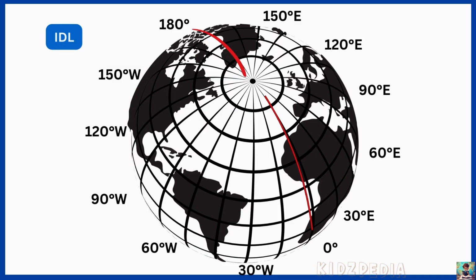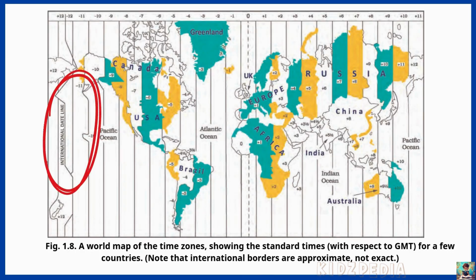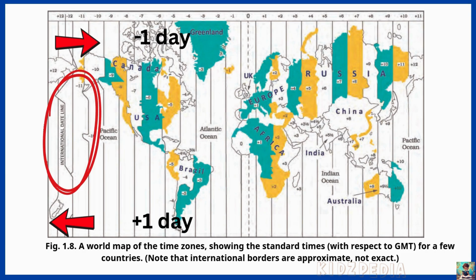The international date line is special because it marks the place where the date changes on the calendar. That is, when you cross it, the day changes. If you go from west to east, you go back one day. And if you go from east to west, you move ahead one day. It zigzags a bit to avoid splitting countries or islands into different dates.